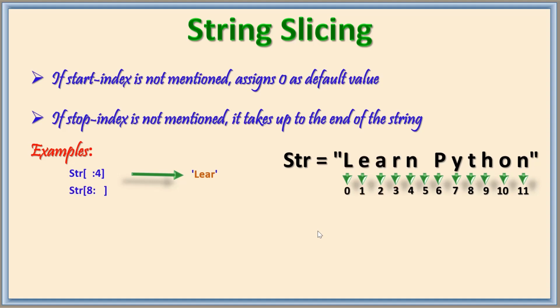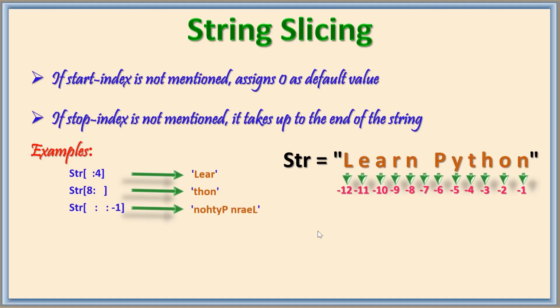str of 8 colon and blank, that means the stop index is not mentioned. In this case it will take from the start index and then the remaining up to the end, whatever characters are there, it includes everything. So here YTHON will be the output. str of blank:blank:-1, that means start and stop both are not mentioned. Here the step is -1, start from the right side and end at the left side. So that means it will reverse the string, it will take N to L.